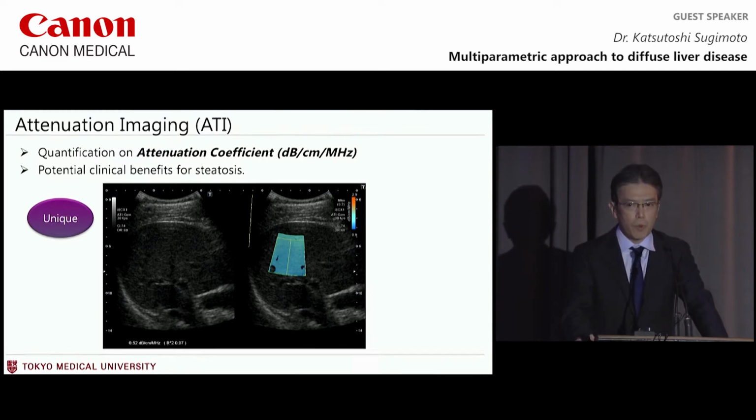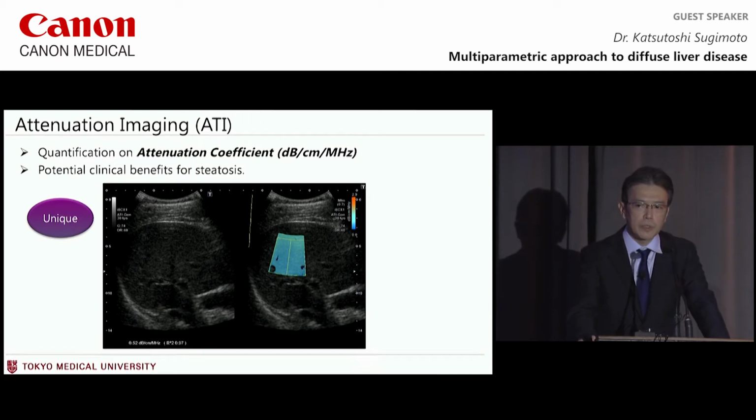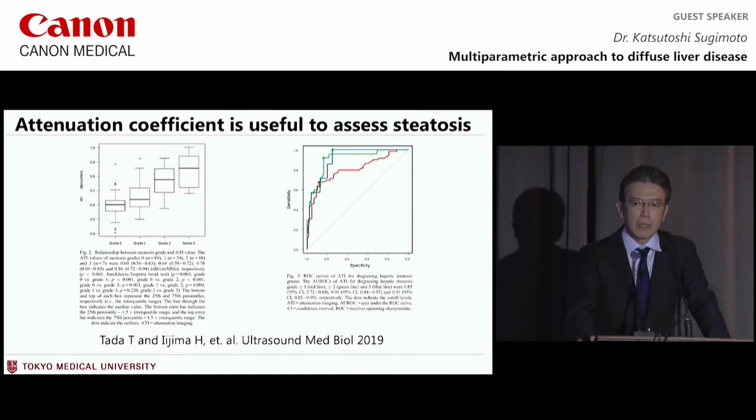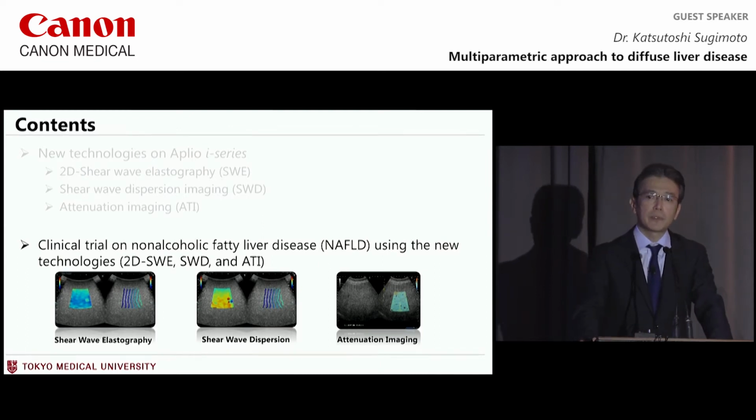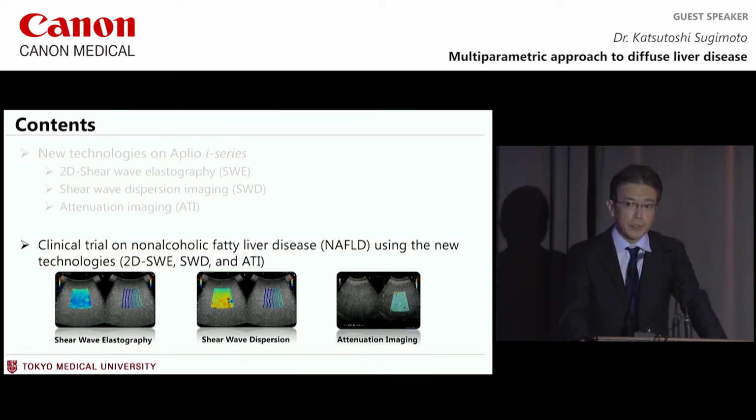Here is another feature of ultrasound: attenuation. Quantification of the attenuation coefficient can assess liver steatosis grade. And at the bottom, we can see the attenuation coefficient and reliability index shown here. Preliminary evidence shows attenuation coefficient is very useful to assess steatosis grade. So let's move on to the next topic, our experience of a clinical trial on non-alcoholic fatty liver disease using the new technologies.